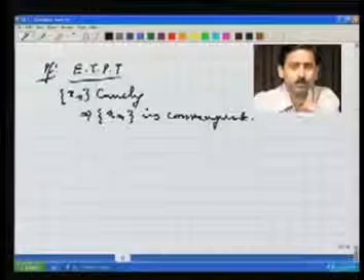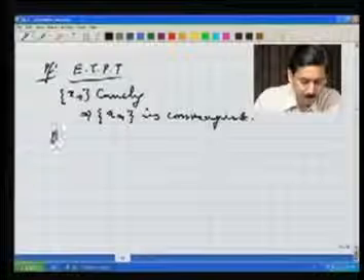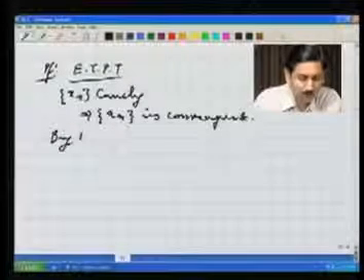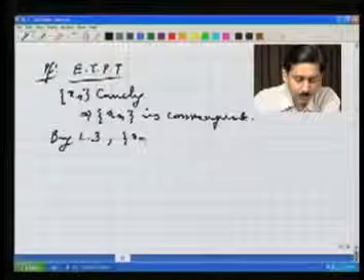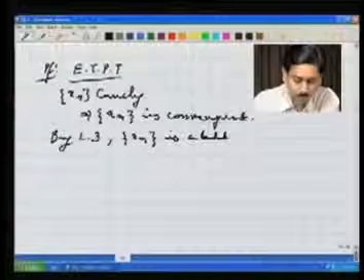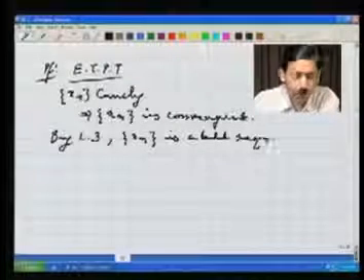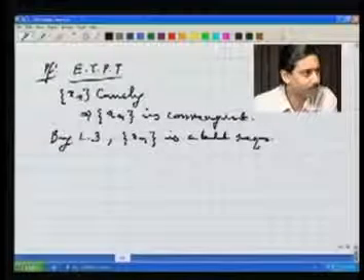Okay. First, I apply lemma 3. By lemma 3, xn is a bounded sequence, because I have proved that every Cauchy sequence is bounded. I have assumed xn to be Cauchy, so it must be a bounded sequence.